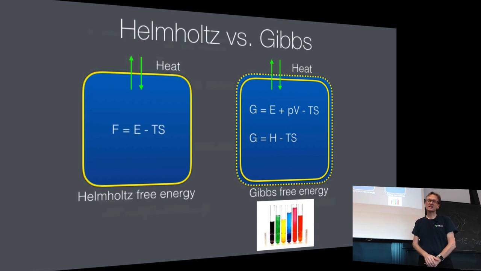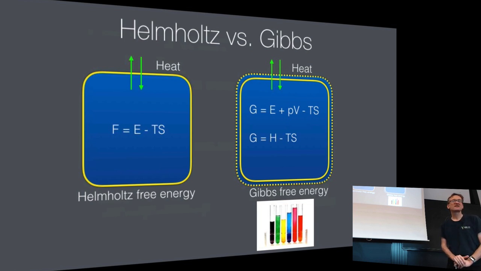The reason for that is that if you are actually changing the volume, if you can change the size of the system, we should also account for this work multiplied by pressure times volume. Because even if I have the same temperature, I might exert work on the environment, mechanical work, and that is something I have to take into account. In general, this is super important in physics. This is called the Gibbs free energy, and it's probably really the proper free energy. It includes more. In chemistry, this is the one we should almost always use.